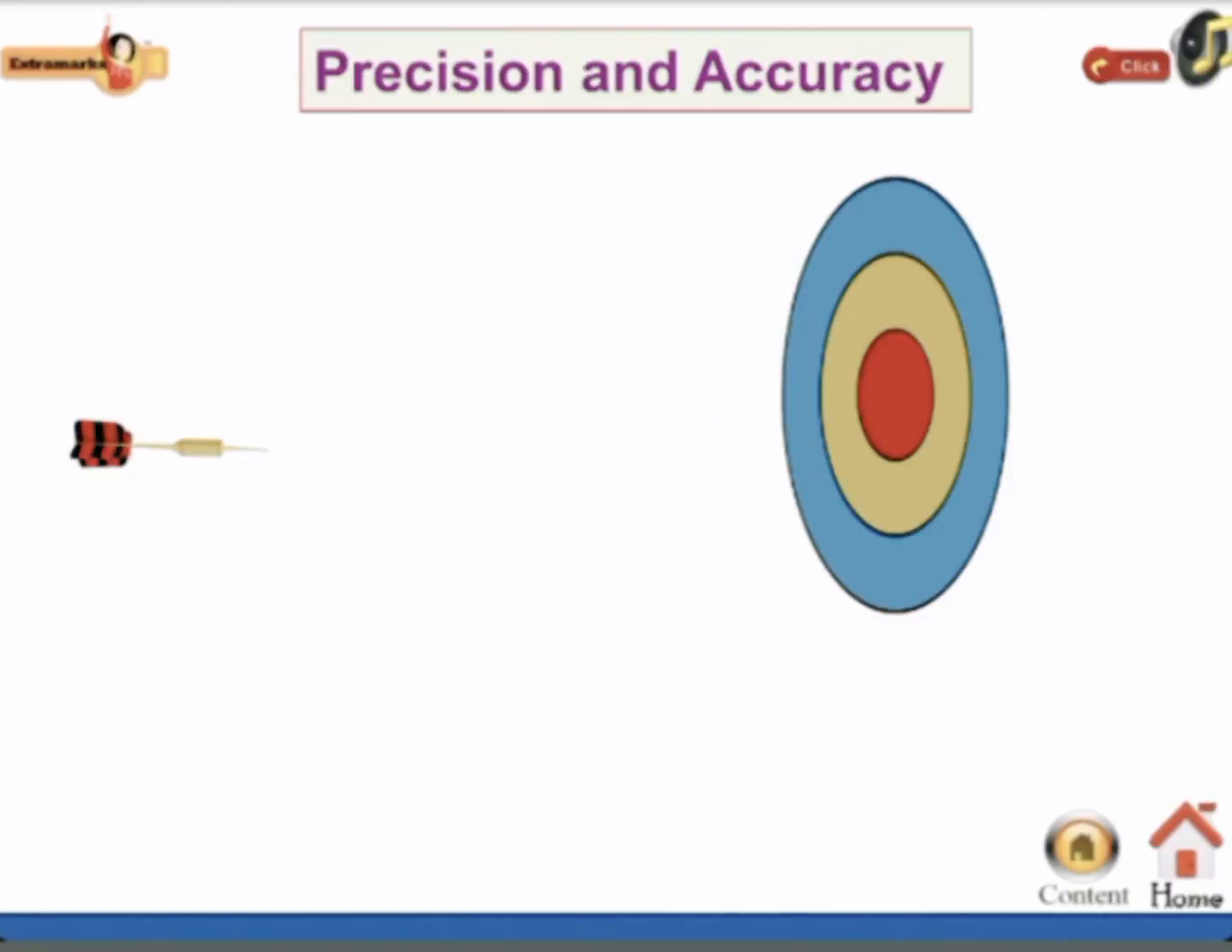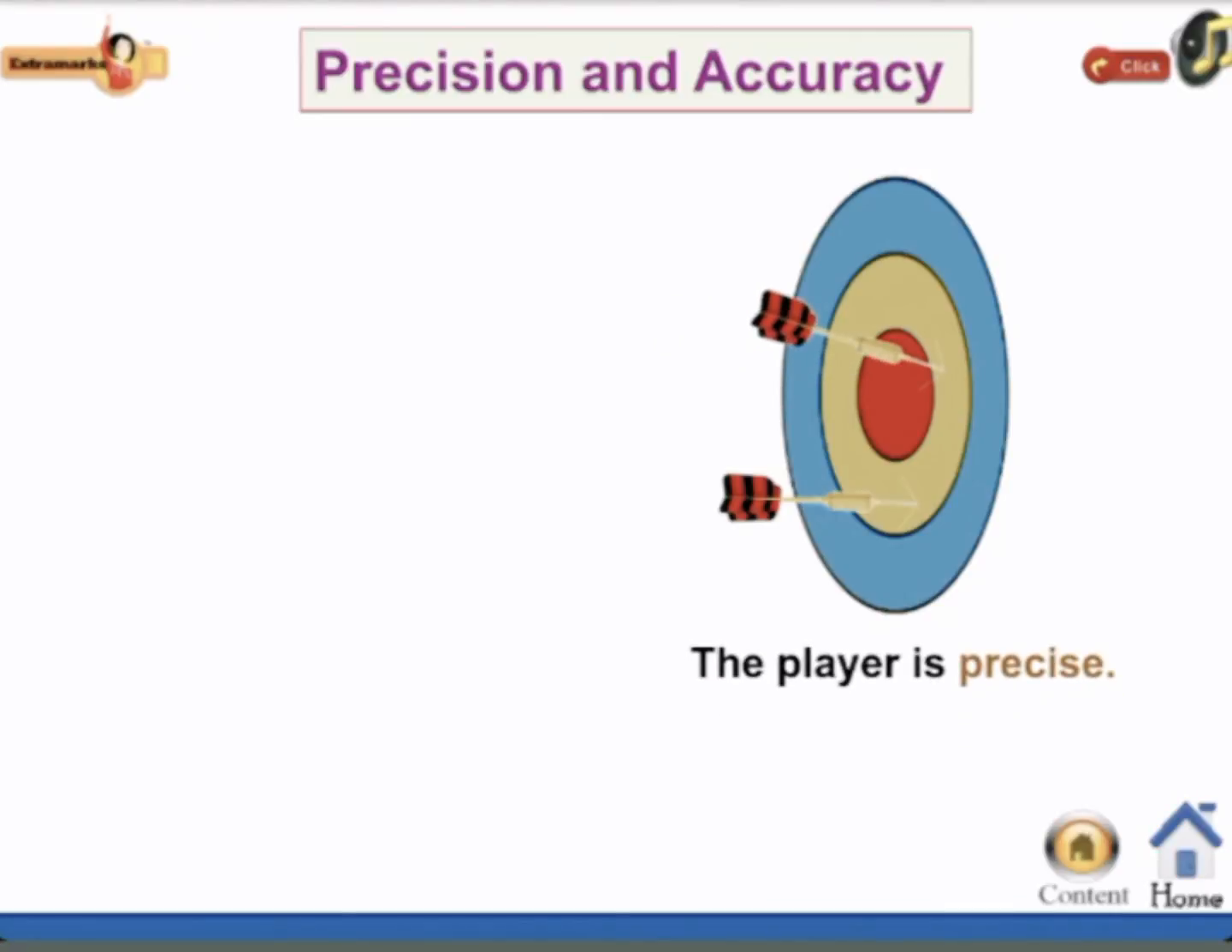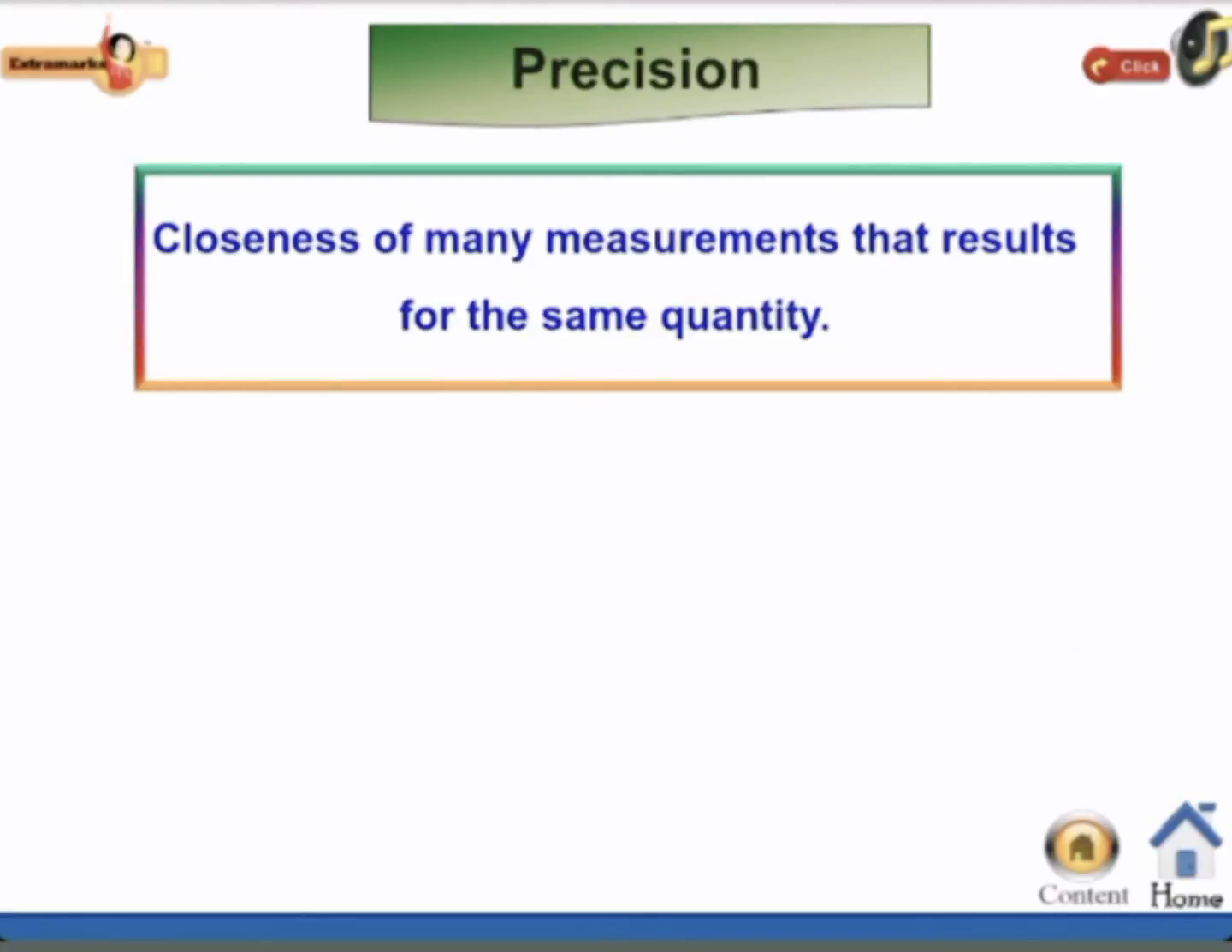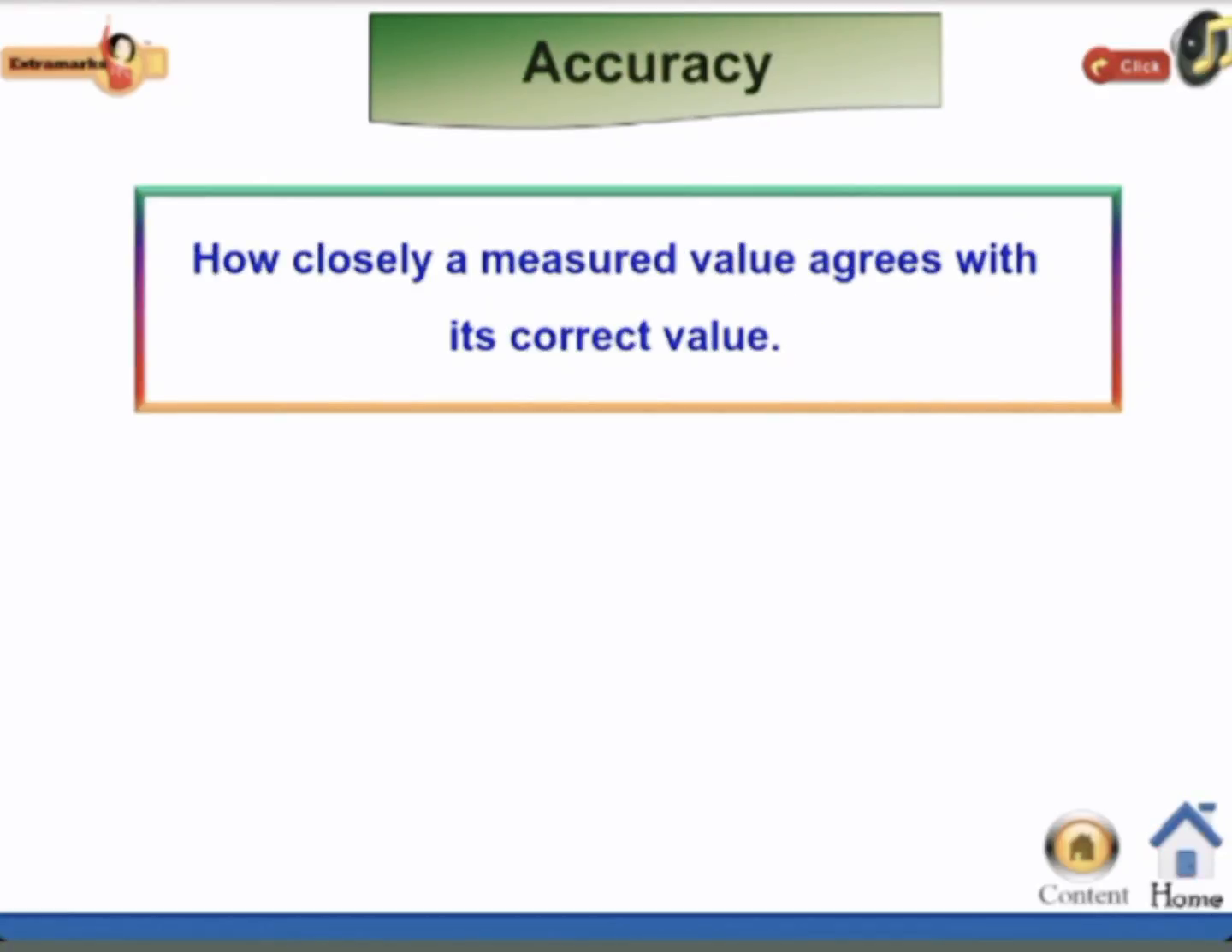Precision and accuracy. With darts in your childhood. When a player in multiple attempts is able to throw a dart on the board closer to the target, the player is said to be precise. Precision is defined as the closeness of many measurements that results for the same quantity. On the other hand, accuracy is defined as how closely a measured value agrees with its correct value.